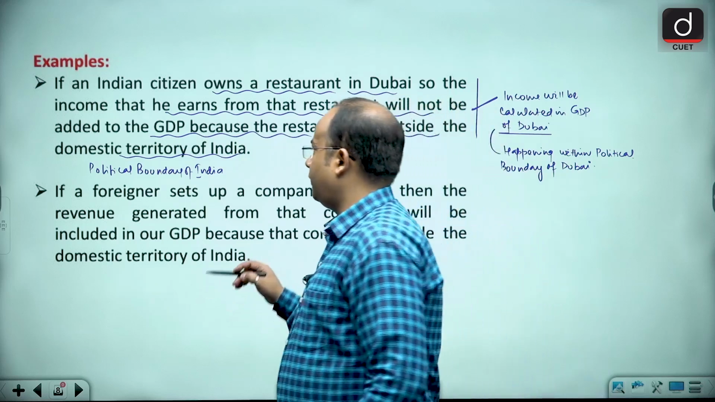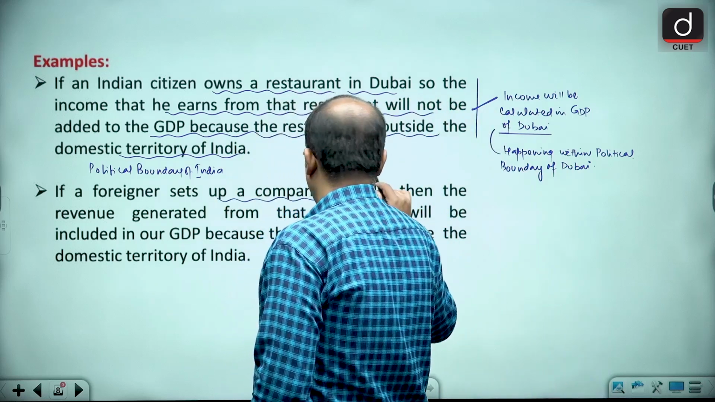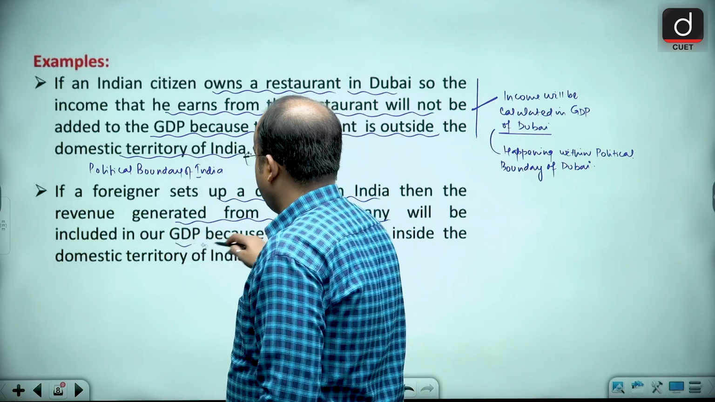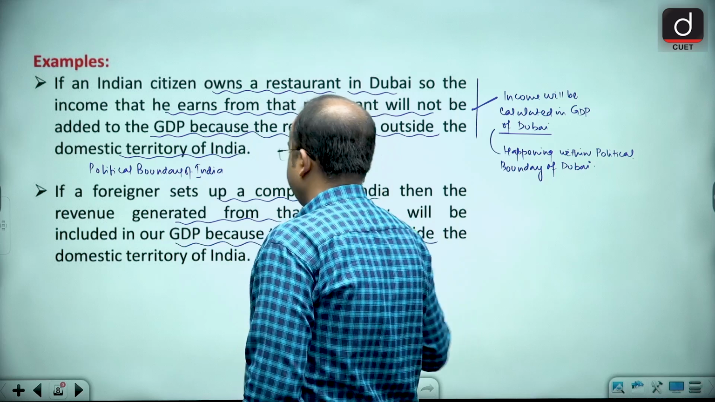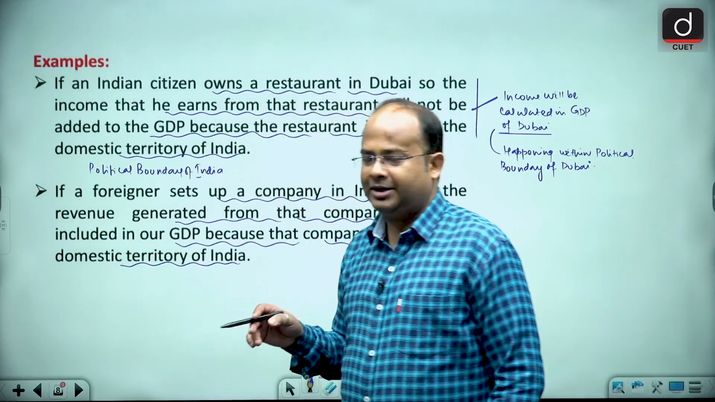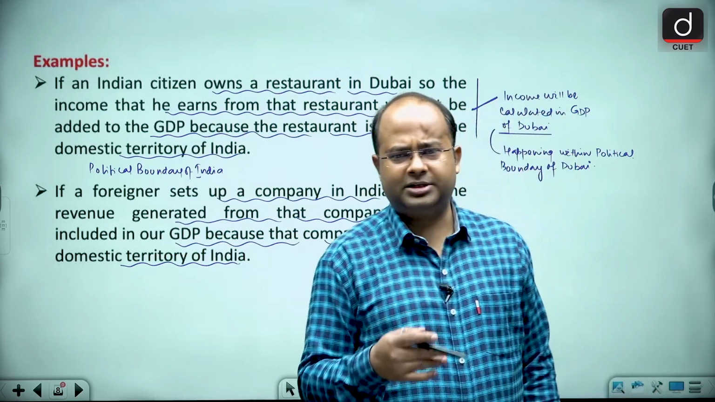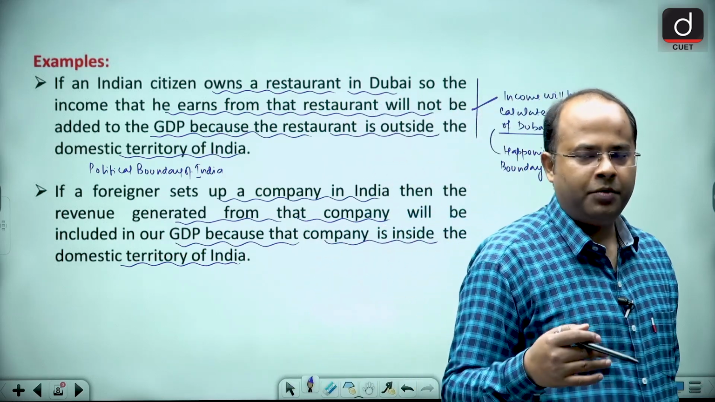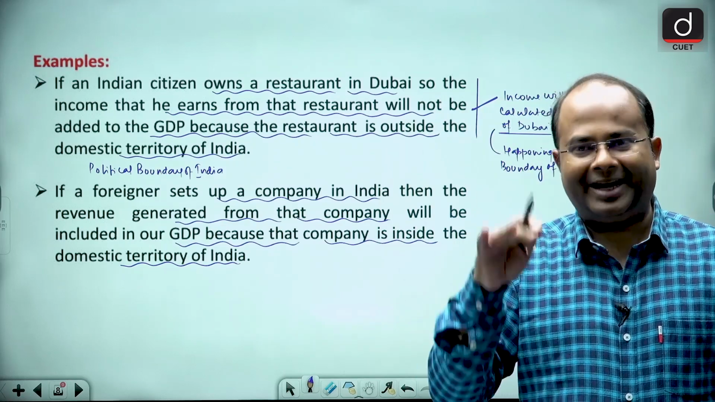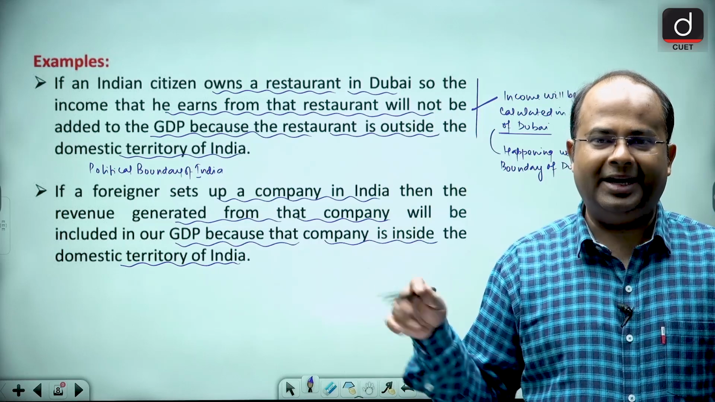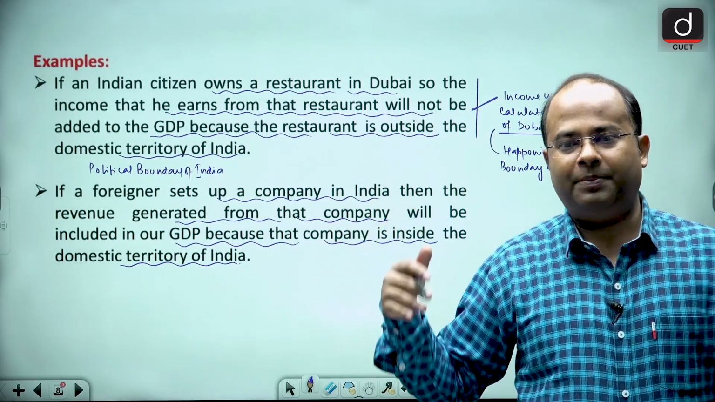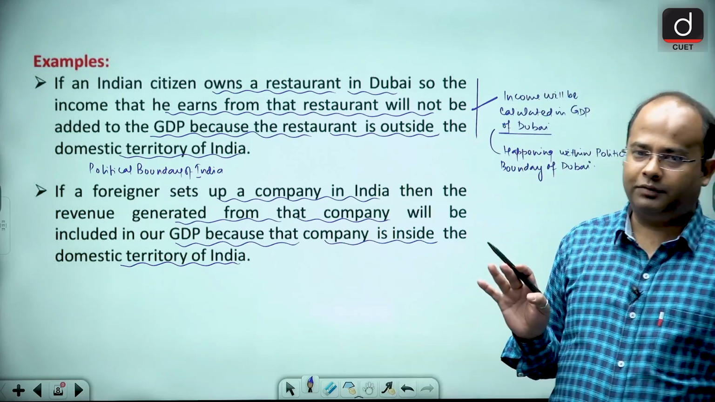Now guys, if a foreigner sets up a company in India, then the revenue generated from that company will be included in our GDP, because that company is inside the domestic territory of India. So if a foreigner sets up a branch of their company in India, whatever income is earned by that branch is calculated in the GDP of India. The reason is that the branch is operating within the political boundary of the country.